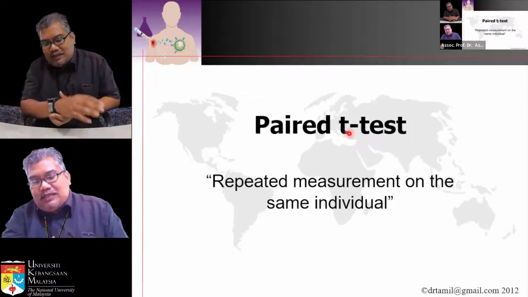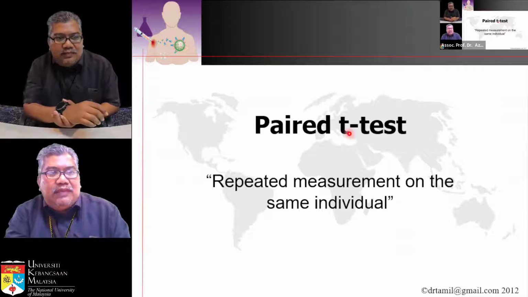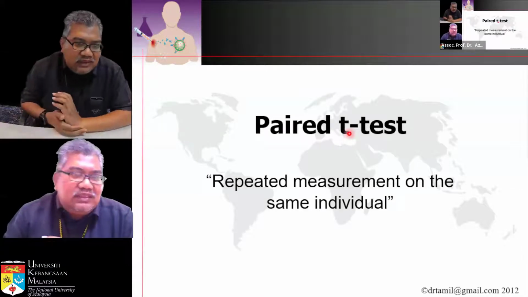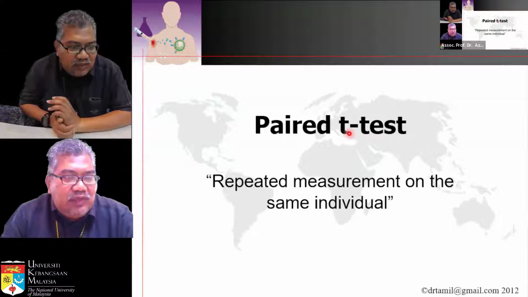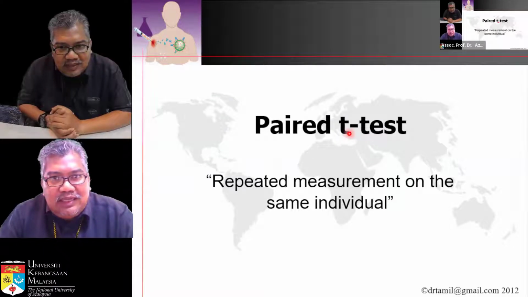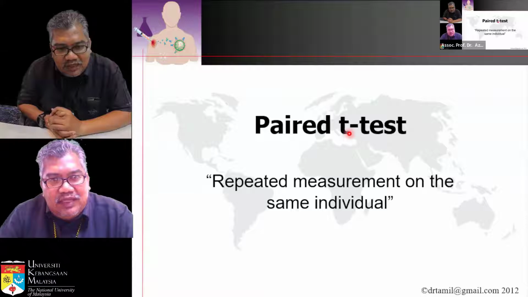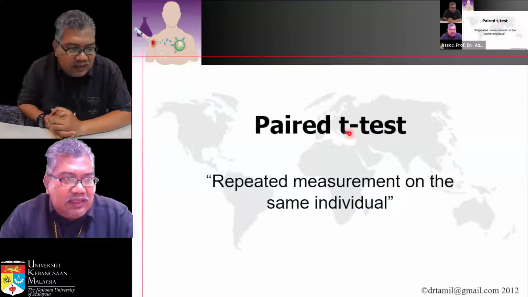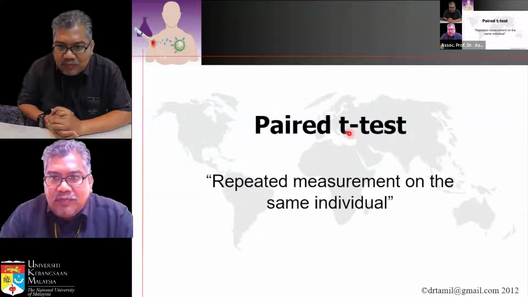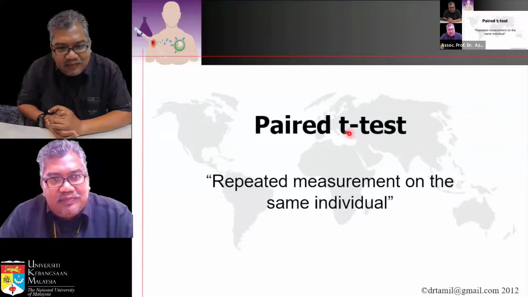Paired t-test. What is the paired t-test? When you have a repeated measurement on the same individual. For example, you have a study on weight loss. My student last time selected PPRT, Pusat Pembangunan Rakyat Termiskin, because they are considered under the B40 group, and they created an intervention program for this B40 group. So all these aunties come down every week for a Zumba class. After 3 months, they measured the results of the 3 months of Zumba class.